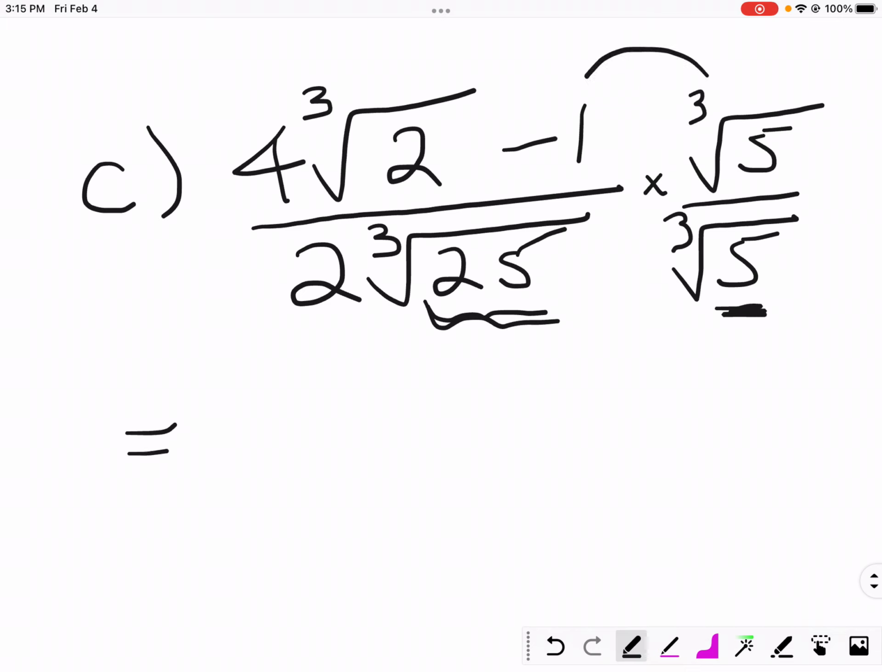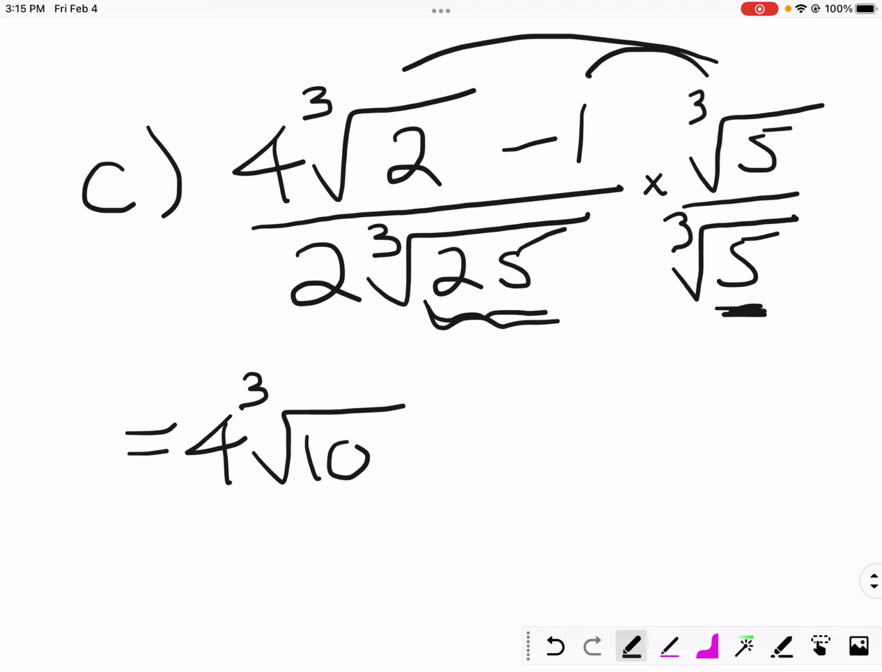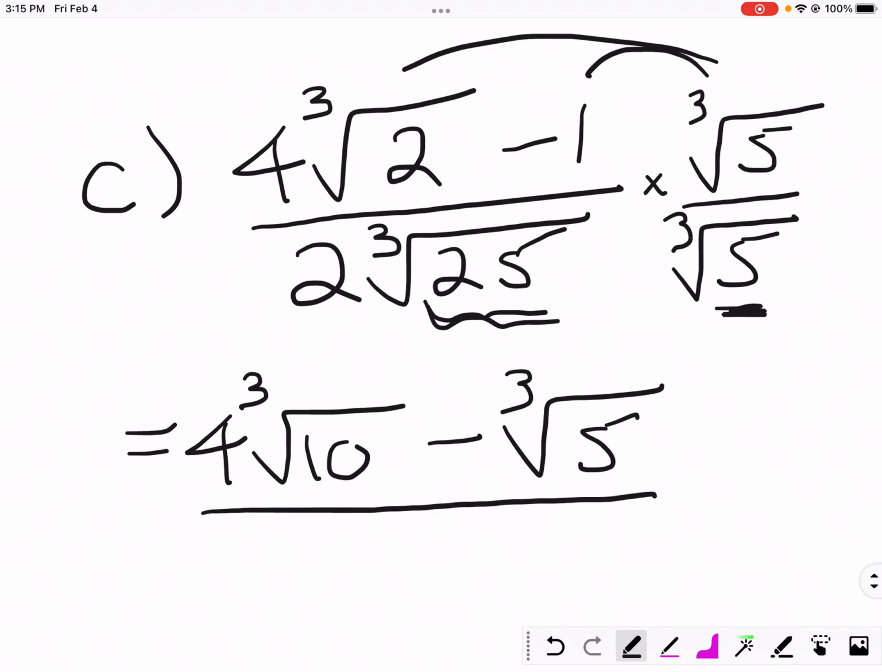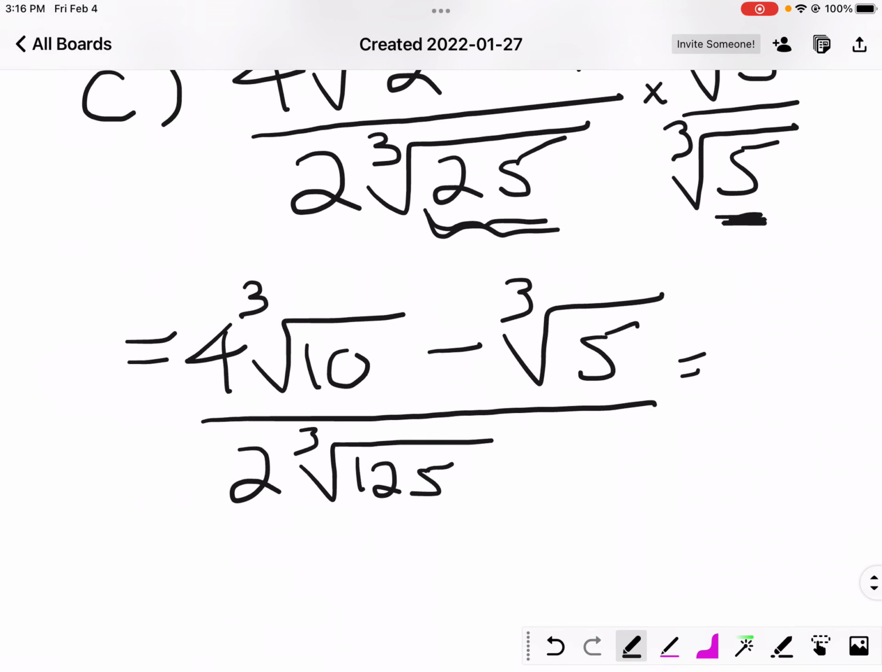The top, when we multiply 4 cube root of 10, cube root of 2 times cube root of 5 is cube root of 10, minus 1 times cube root of 5. And the bottom is 2 times the cube root of 125, or 5 cubed, and I already said that's going to be 5. I'm going to run out of room here.